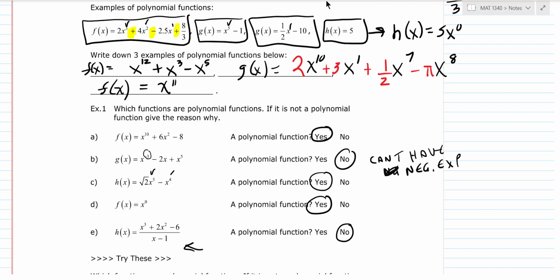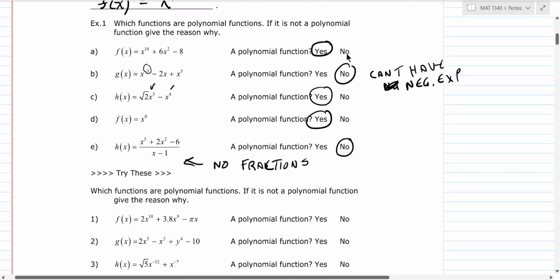This is what we call a rational function. So, no fractions like that. You can have a fraction as a number in front of a term, but you can't have that. So we're just going to start simple with terminology.